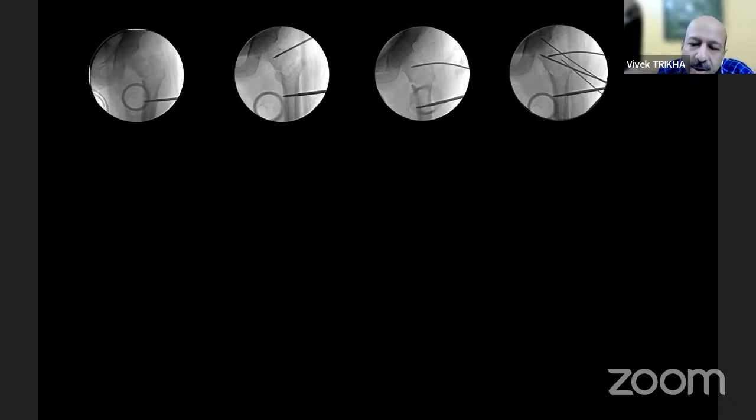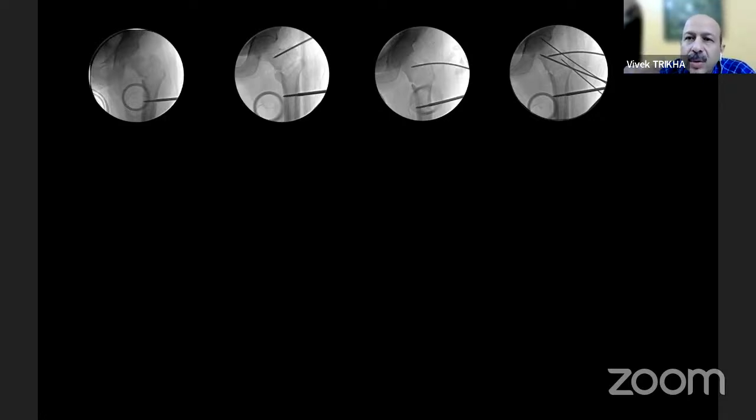So another K-wire, or a big Steinmann pin, a 2.5 Steinmann pin, was put into the neck fragment to get both of them in the third view, which you can see, to get the reduction properly by derotating them and getting the varus and valgus alignment proper.